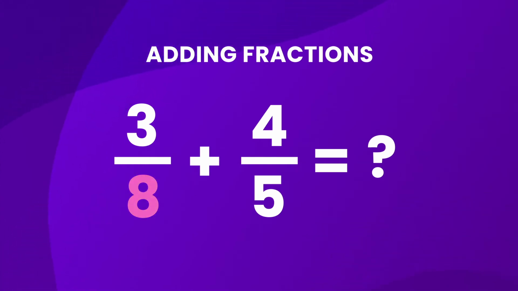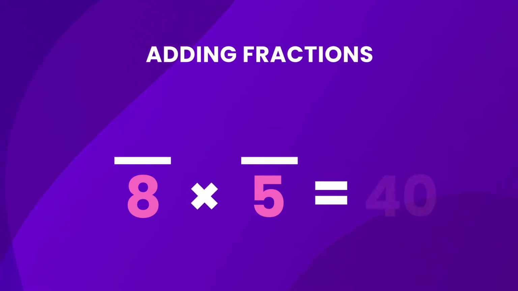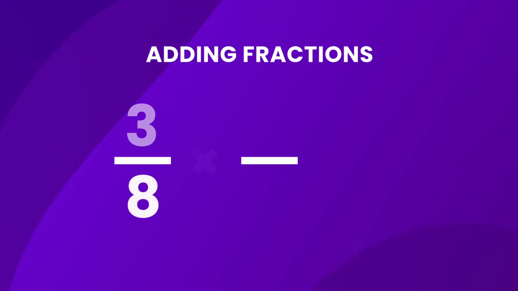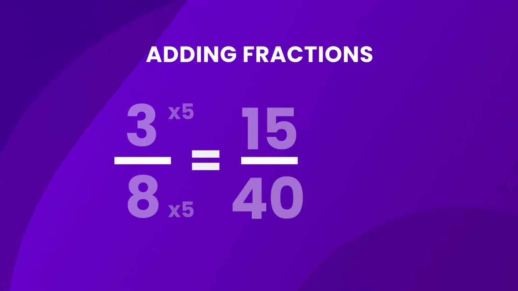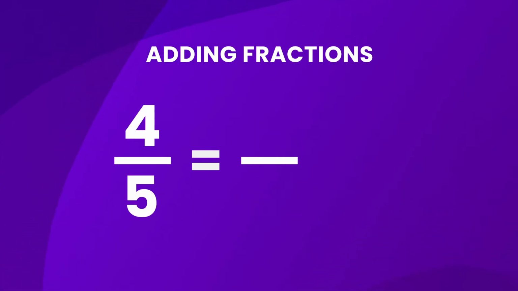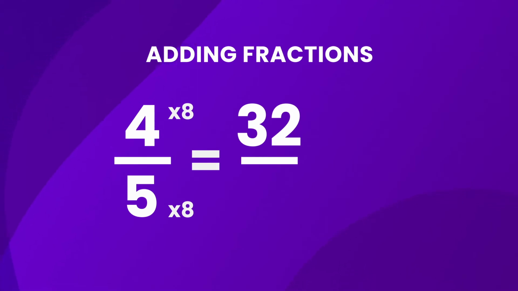Now, our denominators are 8 and 5. 8 times 5 is 40. So I know that I can definitely multiply both of my denominators by something to get to 40. So I can use this. I can get 3/8 to a fraction with a denominator of 40 by multiplying the numerator and the denominator by 5. 3 times 5 is 15, and 8 times 5 is 40. I can get 4/5 to a fraction with a denominator of 40 by multiplying the numerator and the denominator by 8. 4 times 8 is 32, and 5 times 8 is 40.